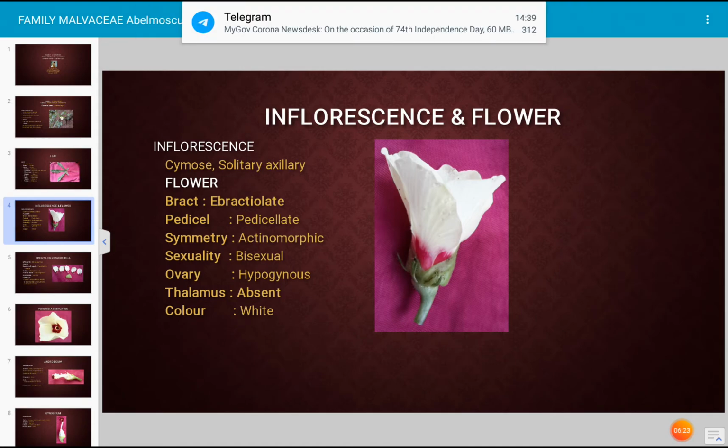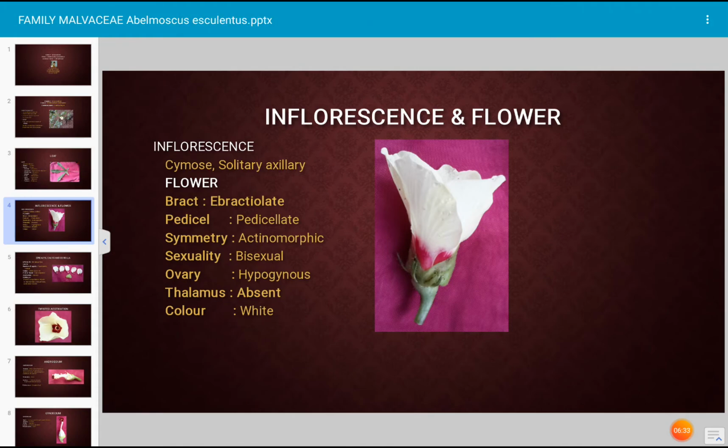Hence the ovary is hypogynous, or it is also called a superior ovary. Thalamus is absent in the flower. Color of flower is white, yellowish, light yellowish white. It is very beautiful yellowish white. Okay, next.